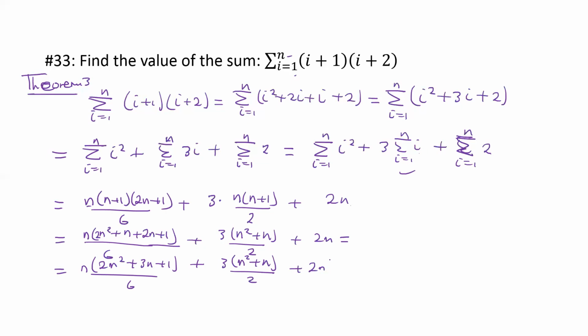Then the LCD is 6, so we multiply the numerators accordingly. The first term will be the same, we keep it as n times (2n squared plus 3n plus 1). The second term is everything divided by 6 anyway, so that's going to be 9, 3 times 3 is 9, n squared plus n. And then this is going to be 6 times 2, which is 12n.